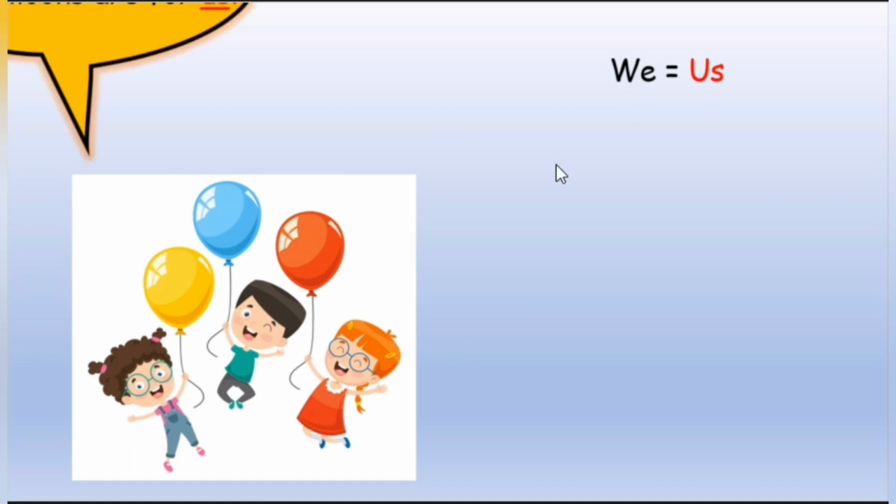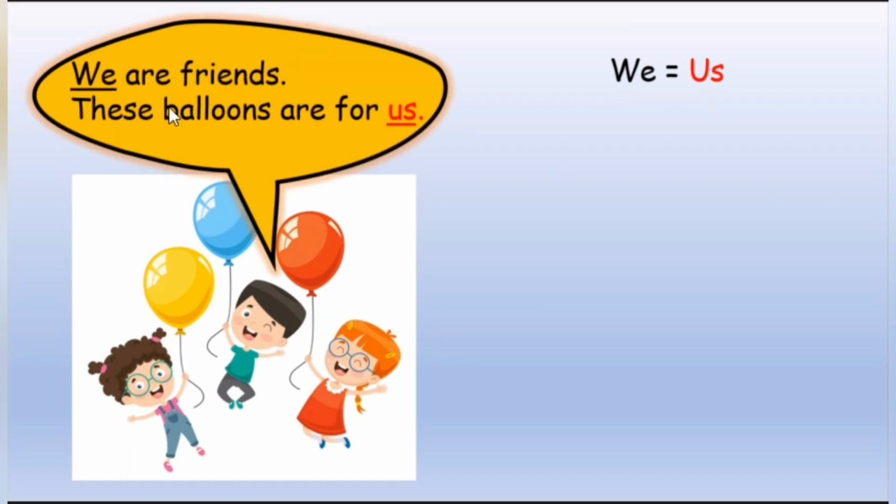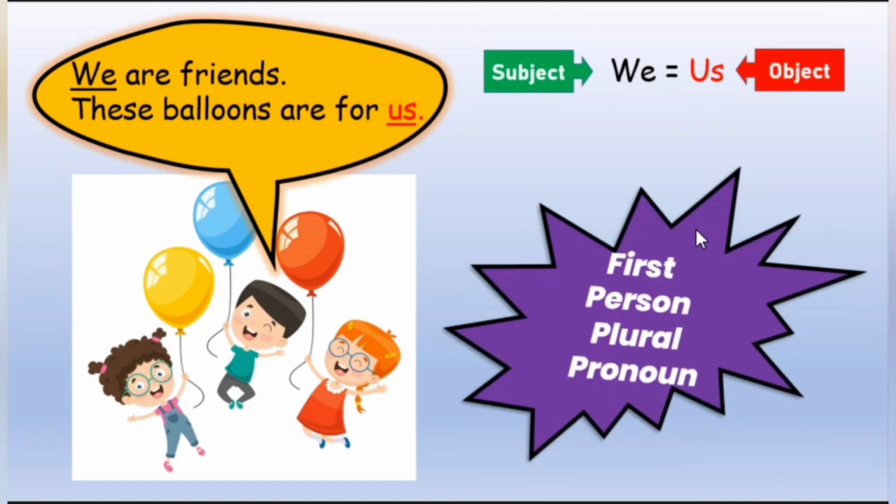We and us. We are friends. These balloons are for us. Here we is the subject and us is the object. And we and us are first person plural pronouns.